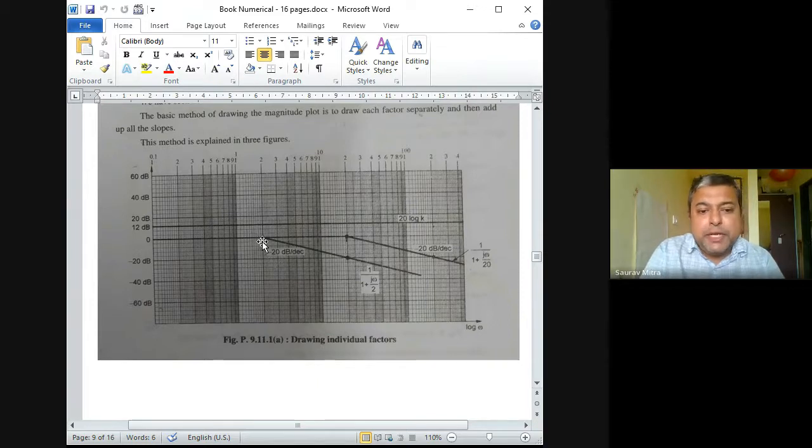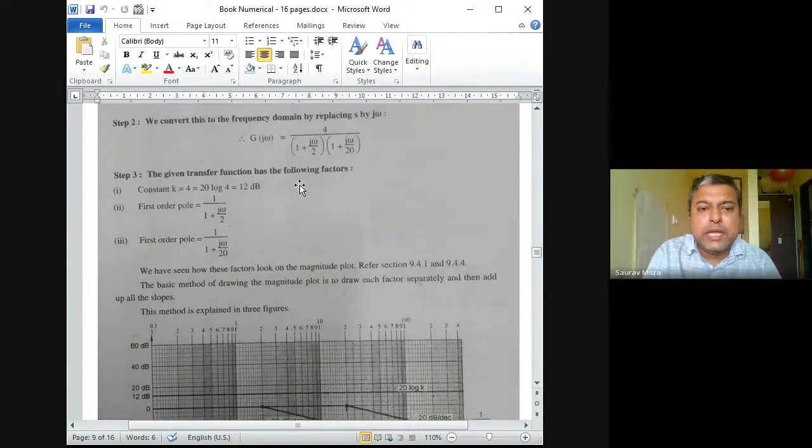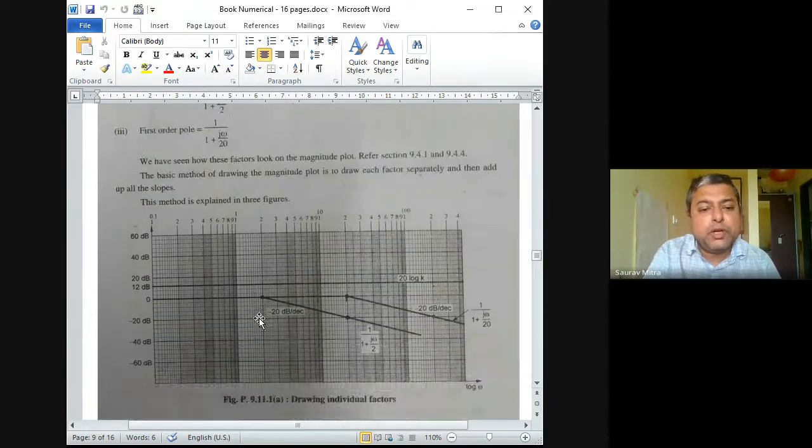So you are now plotting 1 plus s by 2. So this is that 1 plus s by 2. It is starting from 2 comma 0. So first line is 1 plus s by 2. This is a pole line. And second is 1 plus s by 20. So first line is actually the constant line 12 dB. It looks like this. And then 2 comma 0 and 20 comma 0. You have to plot two lines.